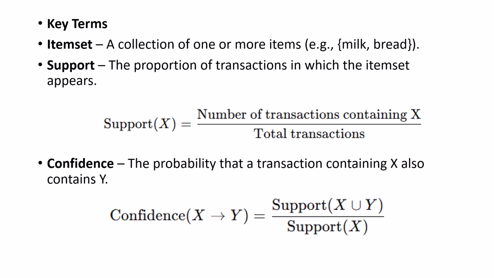First, we will see the key terms which are used in association rule mining. First one is an item set. An item set is a collection of one or more items. Example, milk, bread. So this is one example of an item set. And the second term is support, the proportion of transactions in which the item set appears. That is, out of all the transactions, in how many transactions the item is present. So this tells you the support.